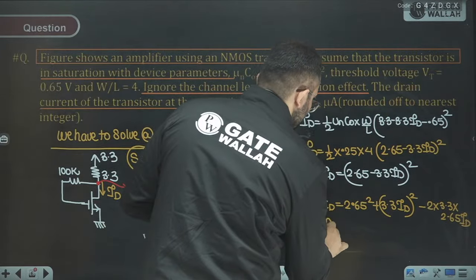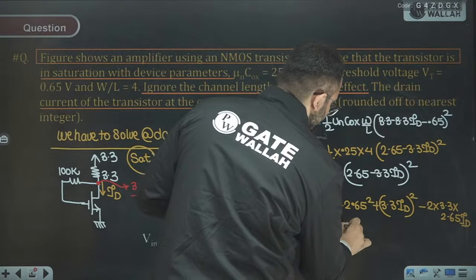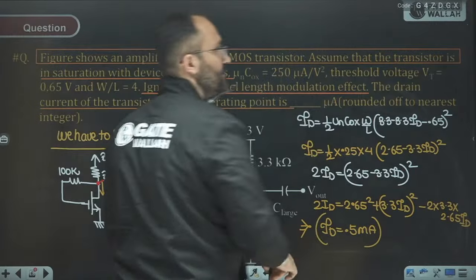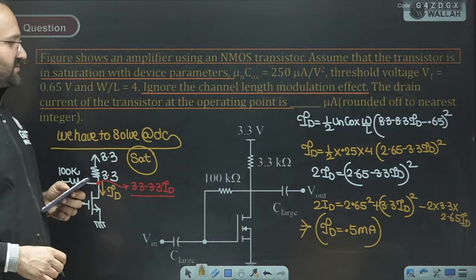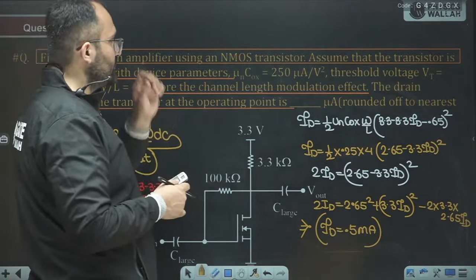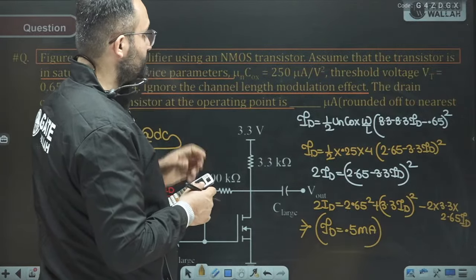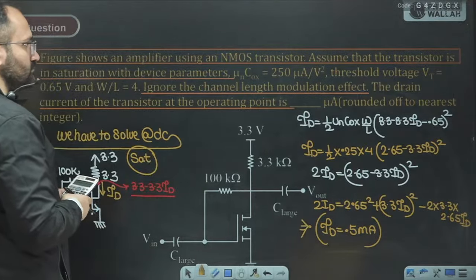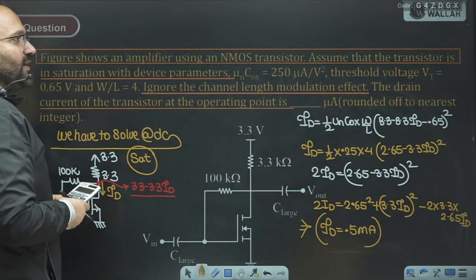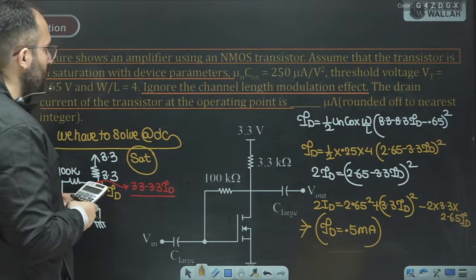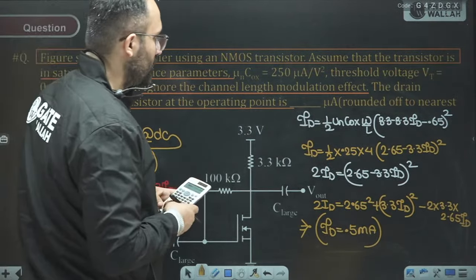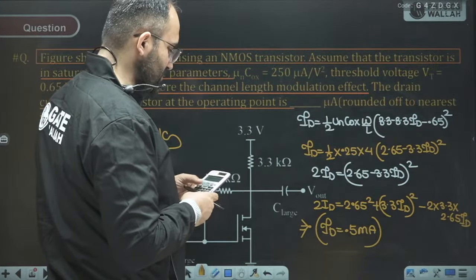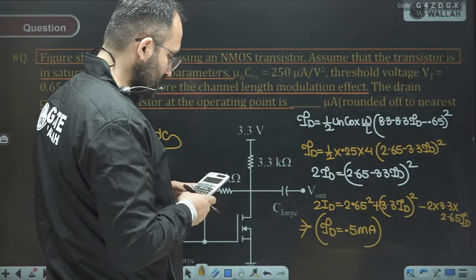So ID will come out to be 0.5 milliampere. Just check it, दोस्तों. Are you getting this or not? ID is equal to 0.5. एक बार चेक करो. 5 आ रहा है मेरा तो. एक बार चेक करिए क्या 0.5 आ रहा है? मिली एम्पियर. तो माइक्रो एम्पियर will be 500 माइक्रो एम्पियर. एक बार चेक करो, कोई गलती तो नहीं करी है.